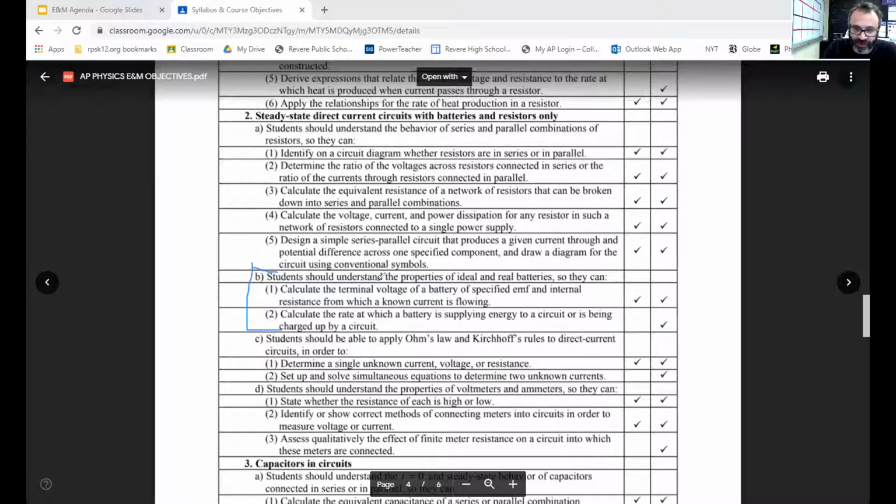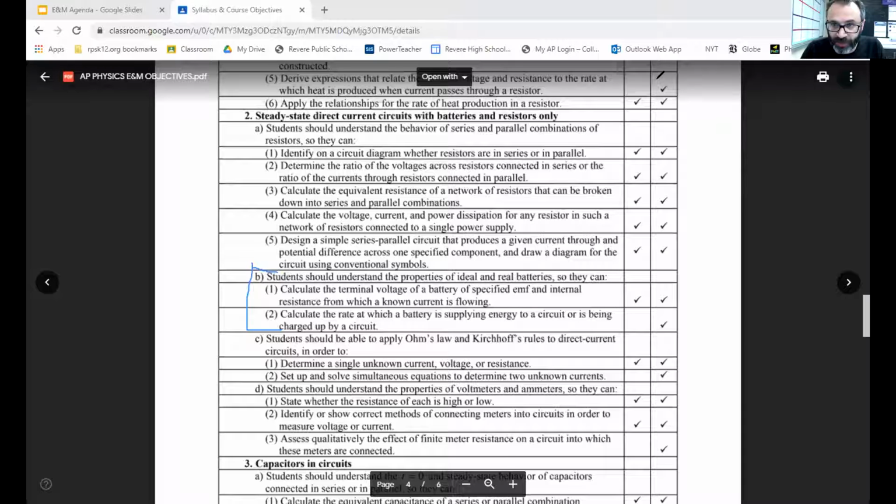Students should understand the properties of ideal and real batteries so they can calculate the terminal voltage of a battery of specified EMF, and that's electromotive force, and internal resistance from which a known current is flowing, and calculate the rate at which a battery is supplying energy to a circuit. That second part you'll get to in a problem. We're going to mostly talk about number one today. What is EMF and how is it different from just the delta V across a battery in a circuit?